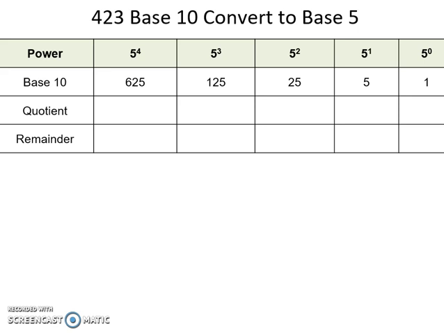Same thing. 625 is too big, so maybe write "too big" and leave this blank. The remainder is 423, however you wish to do it. So now we're going to say, okay, 125 goes into 423. How many times? No more than 4. Otherwise, we would have been 5 to the 4th.